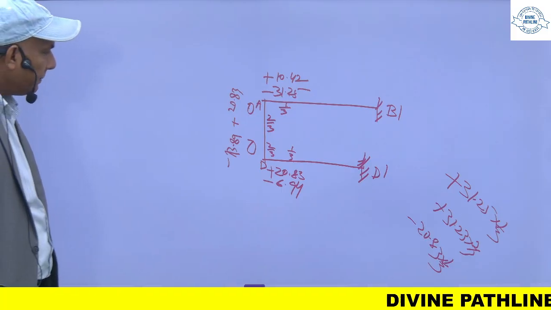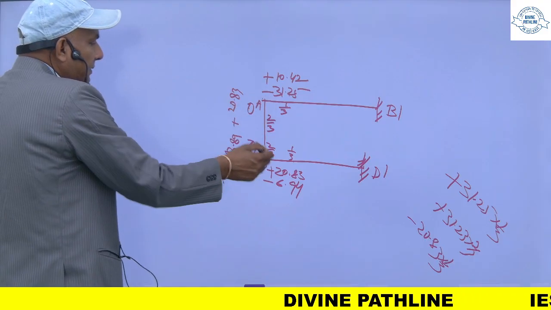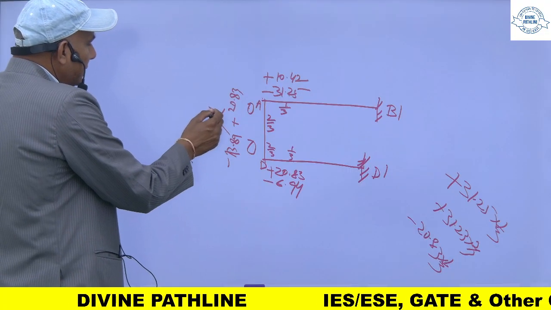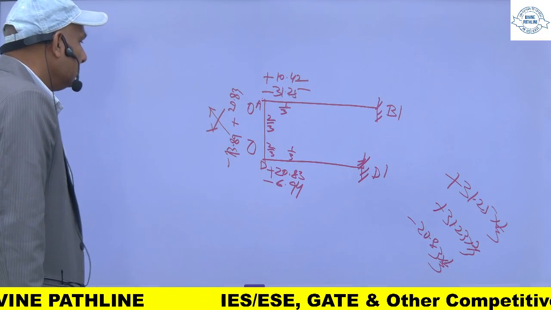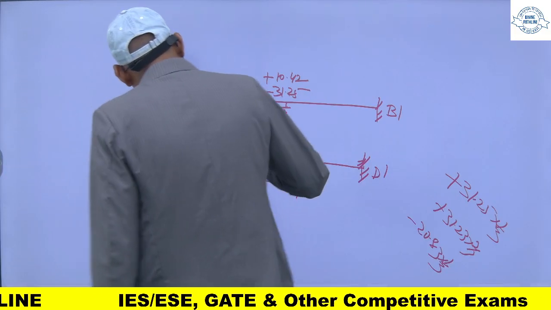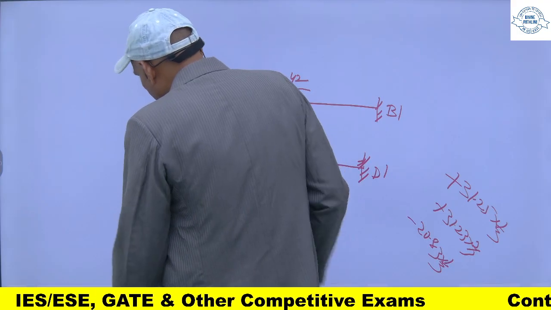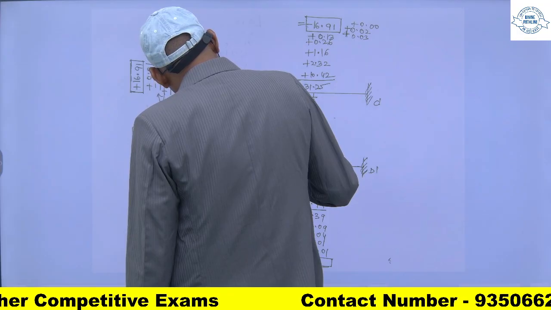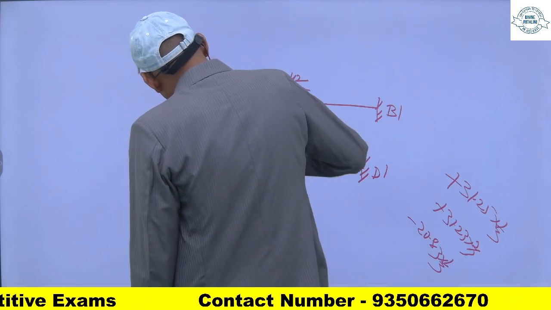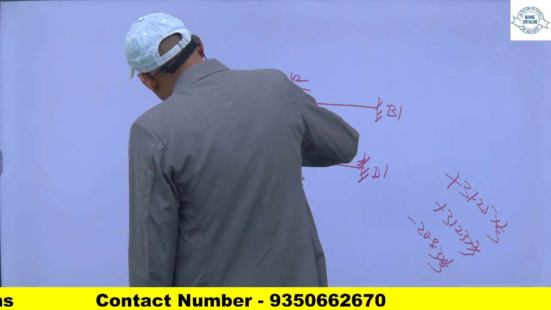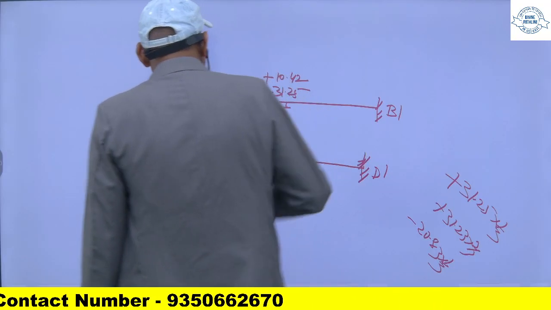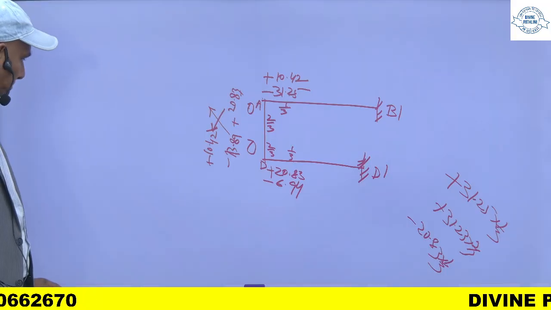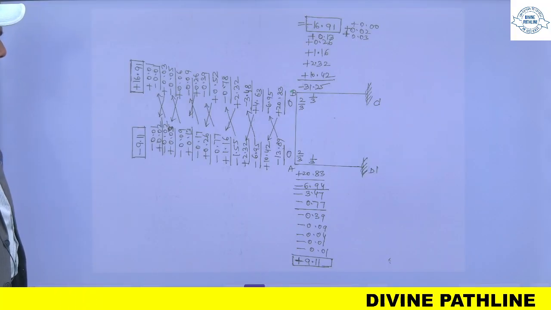Now if you see, this end is fixed, this end is fixed. So half of this moment will come here, half of this moment will come here. So half of this will be 10.42, and half of this will be minus 6.95.